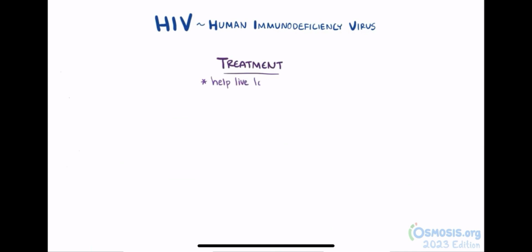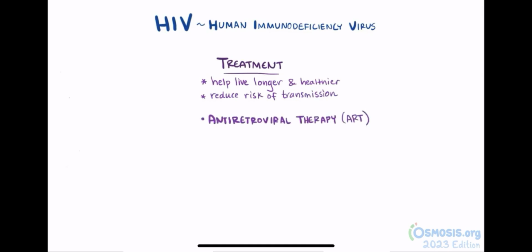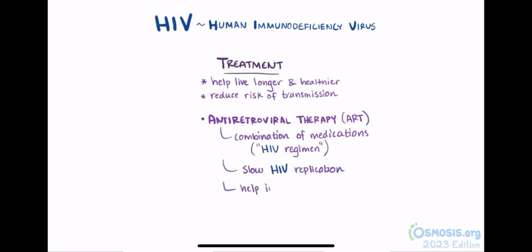Treatment, however, can help somebody with AIDS live longer, healthier lives and help reduce the risk of transmission. The primary method is to use antiretroviral therapy, or ART. ART isn't a single medicine, but a combination of medicines that's known as an HIV regimen. These help slow down HIV replication, which gives the immune system a chance to recover and help fight off other infections more effectively.